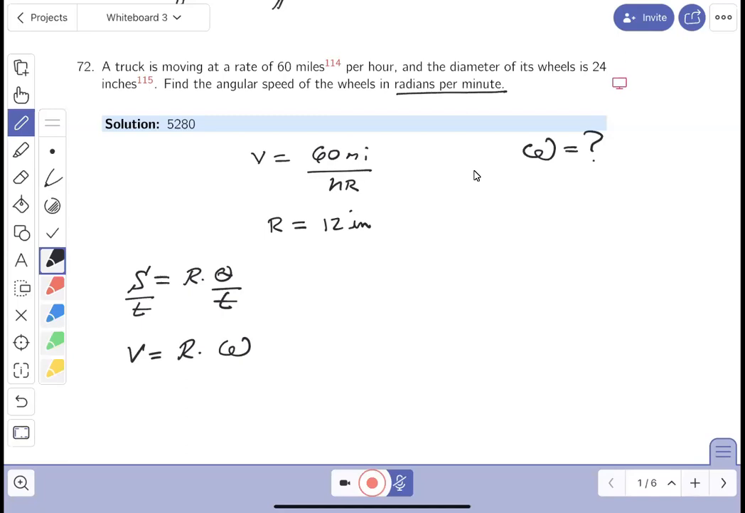I'll put them down. I don't want hours, I want minutes. And the other thing is I got miles and I got inches. So I have to make a conversion here. I'm going to write this down for you.